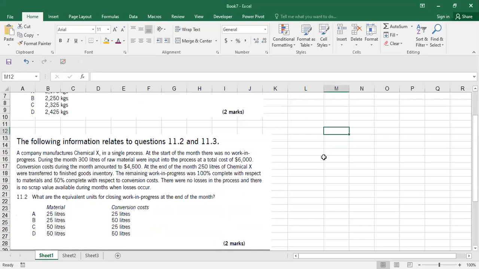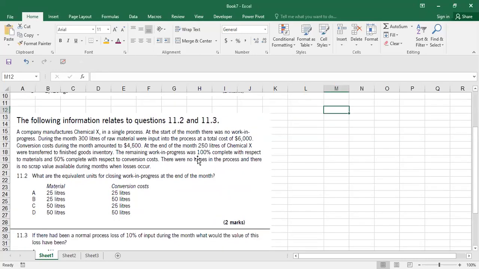Next is 11.2 and 11.3. So let's read the question together. By the way, it is better that you first read your requirement. It says, what are the equivalent units for closing work in progress at the end of the month? Okay. And we know what is equivalent unit.